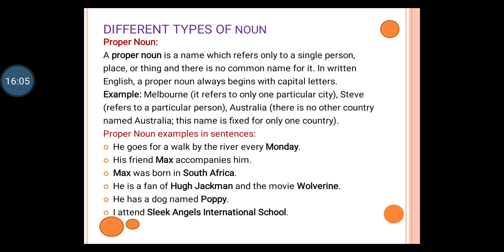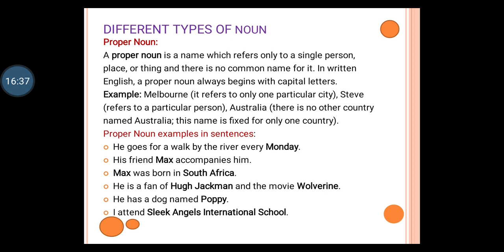Look at the example here. Melbourne refers to only one particular city, because we said that a proper noun is a name which refers only to a single person, place, or thing. Steve refers to a particular person. Australia, there is no other country named Australia. This name is fixed only to one country, so it must begin with a capital letter.